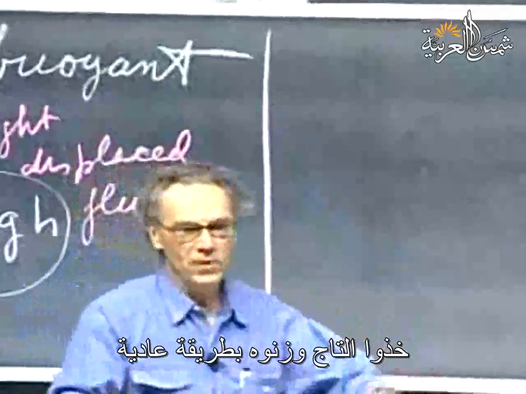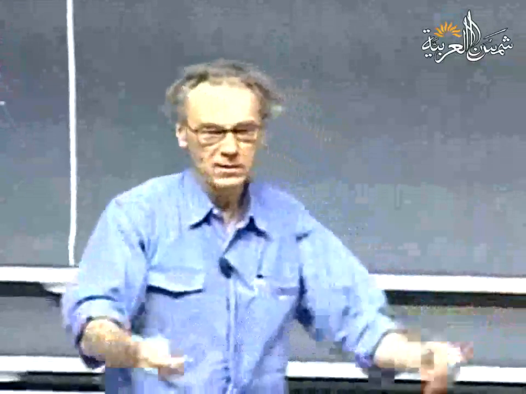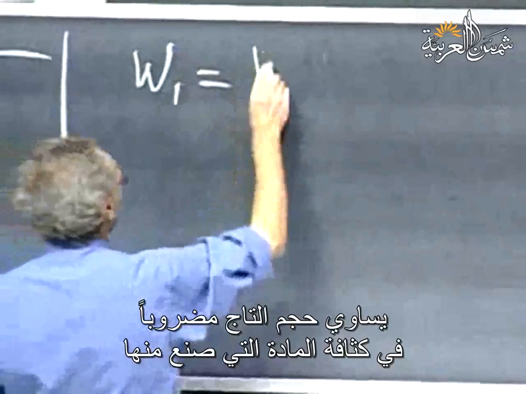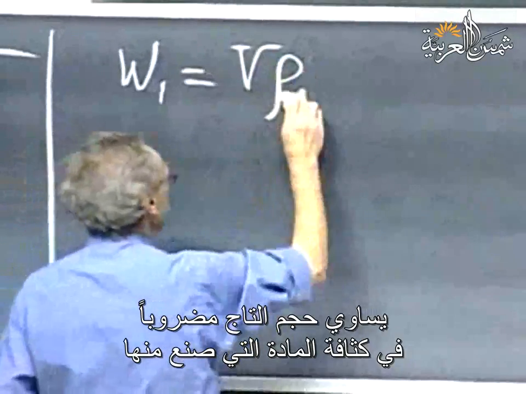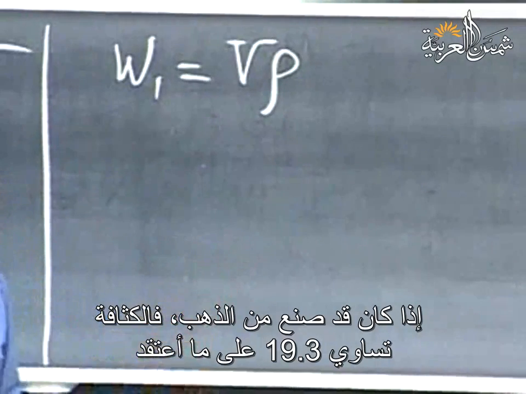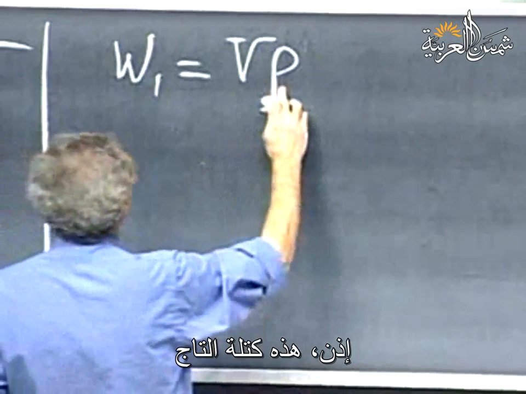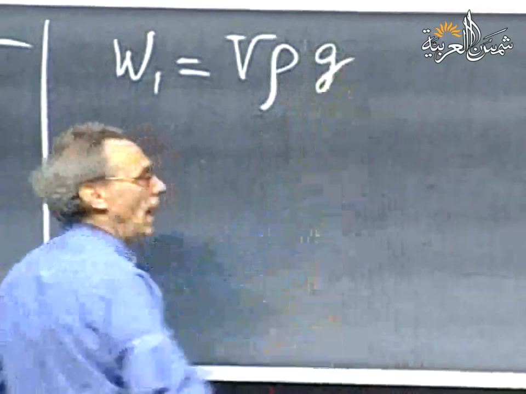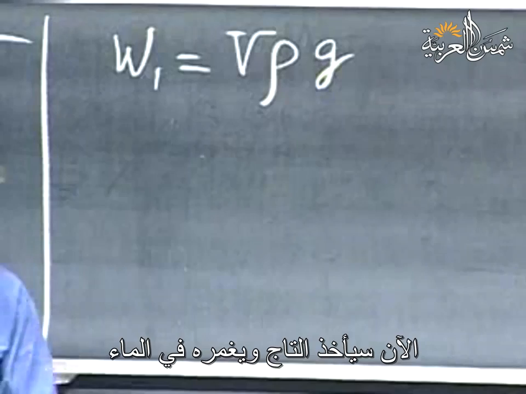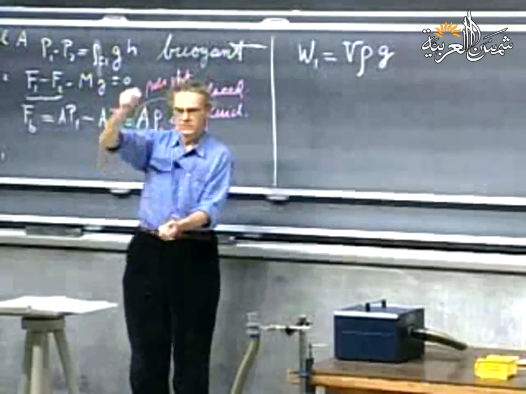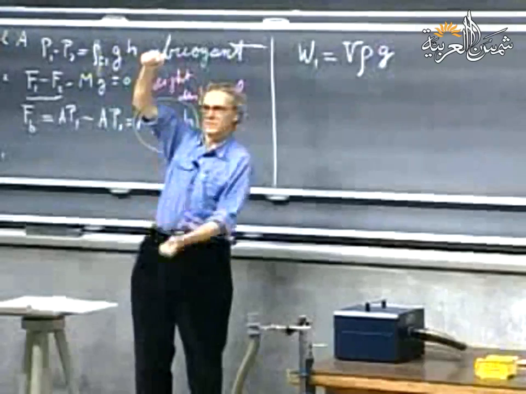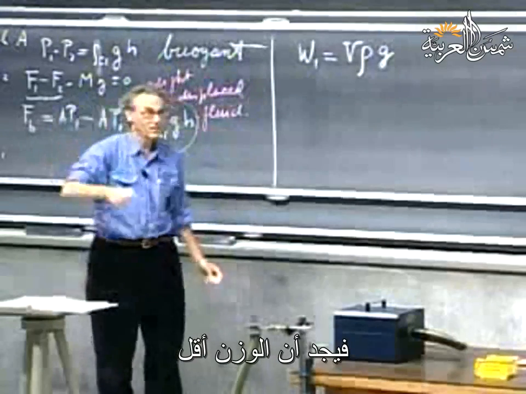You take the crown and you weigh it in a normal way. So the weight of the crown, I call it W1, is the volume of the crown times the density of which it is made. If it is gold, that should be 19.3, I believe. And so this is the mass of the crown, and this is the weight of the crown. Now he takes the crown, and he immerses it in water. And he has a spring balance, and he weighs it again. And he finds that the weight is less.